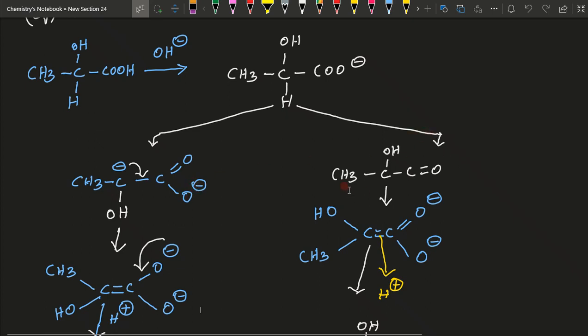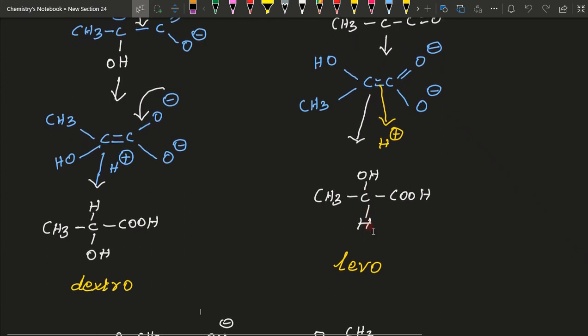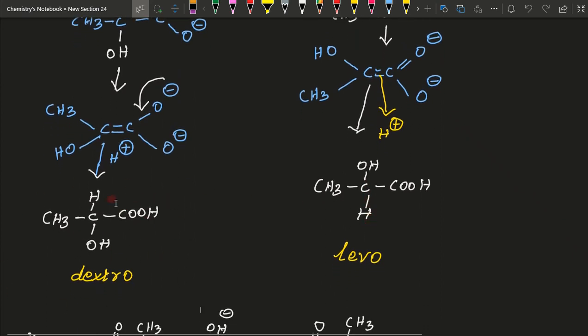See right side, same thing like this. This carbon is going to form a double bond, so this gets O minus, and here O minus double bond. It releases the H plus ion. The H is going to attach with the carbon. See below. So we get two forms, one dextro, another one levo. This is the levo form, CH3 COOH.